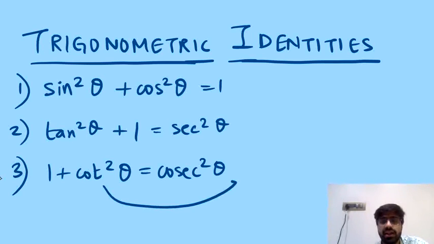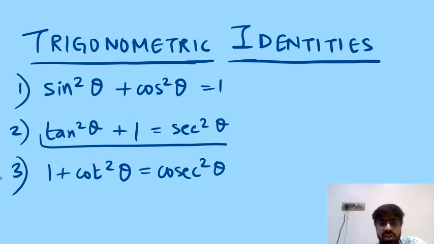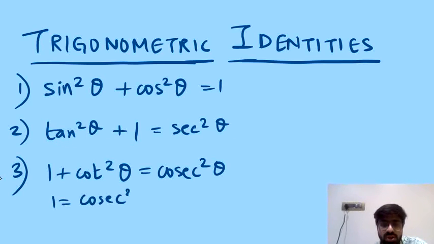Take that cot square theta on the right and you will observe a result similar to the one that we had done in the second identity. So you will have 1 is equal to cosec square theta minus cot square theta.